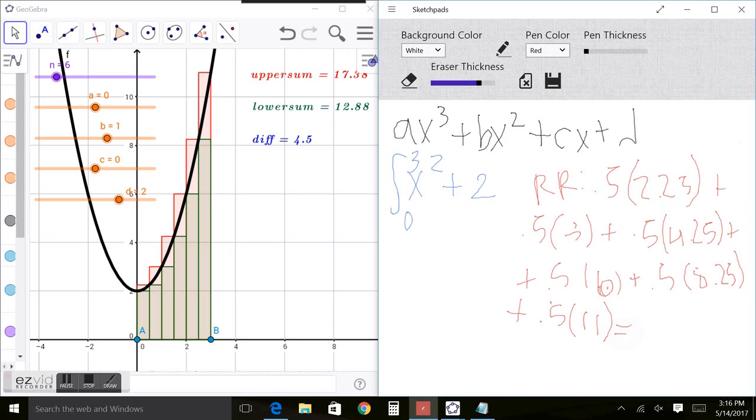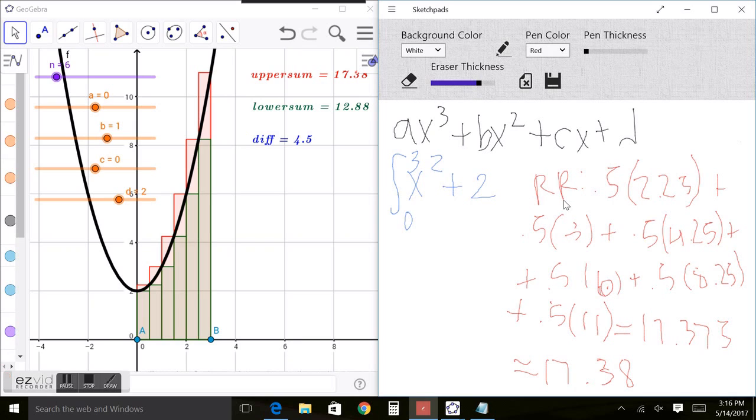And so when you go ahead and do this one, we'll see that we get 17.375, which is just rounded to 17.38. And actually, if we check that over here, we can see that it's 17.38 over here. So it's actually how you find left and right Riemann sum.